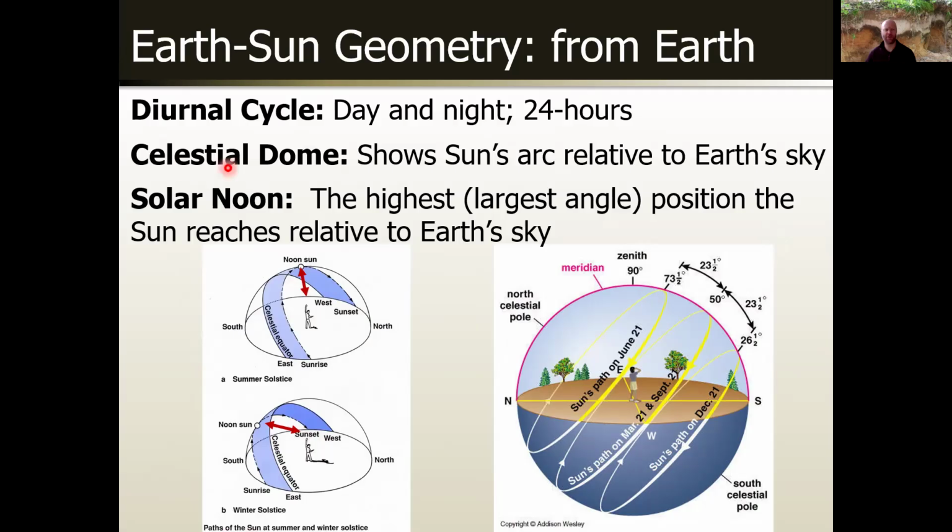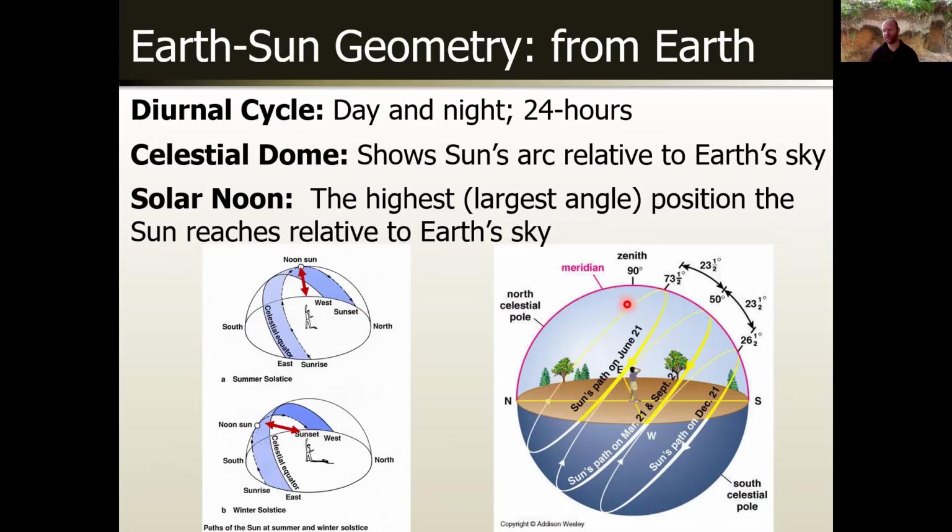And then the celestial dome is the sun's path relative to the Earth's sky. You can trace the sun on the horizon or above the horizon. That's what we refer to as the celestial dome, and it really demonstrates that in this picture.